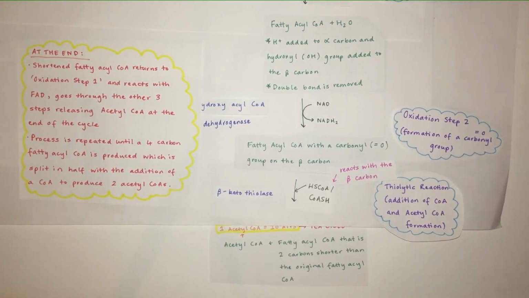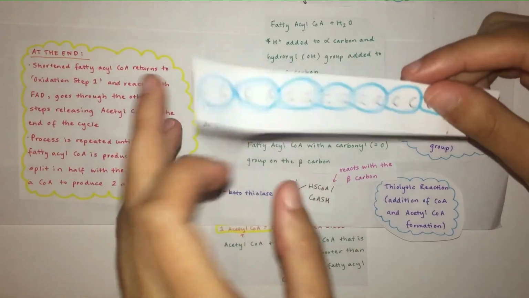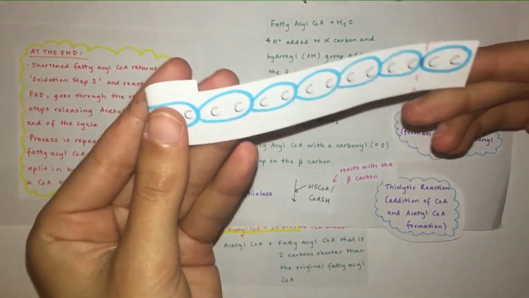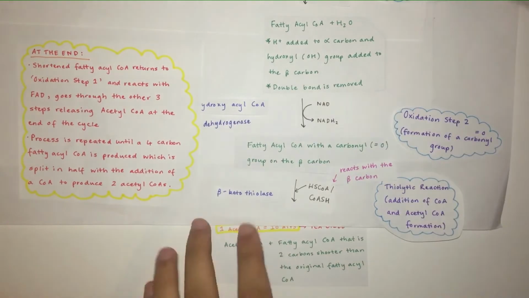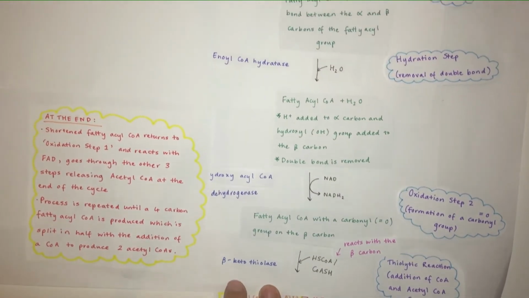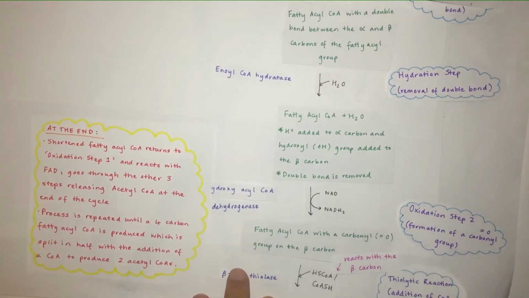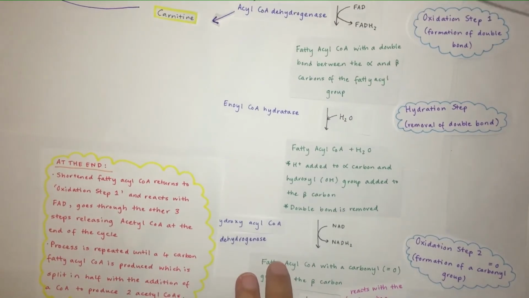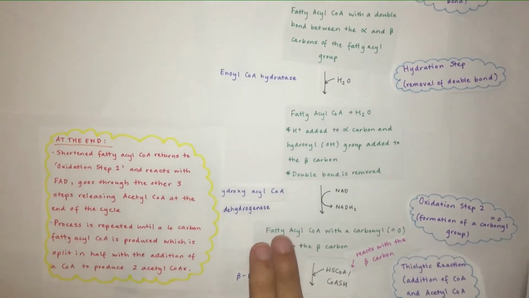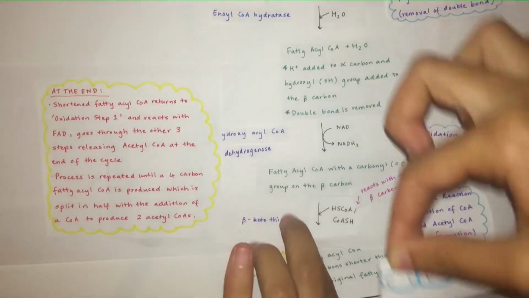So the shortened fatty acyl-CoA, so one that's got 2 carbons removed, returns to oxidation step 1. So it goes back up to oxidation step 1. It's not quite in the frame, but there it is. It goes back up here. And then it goes through the other steps.